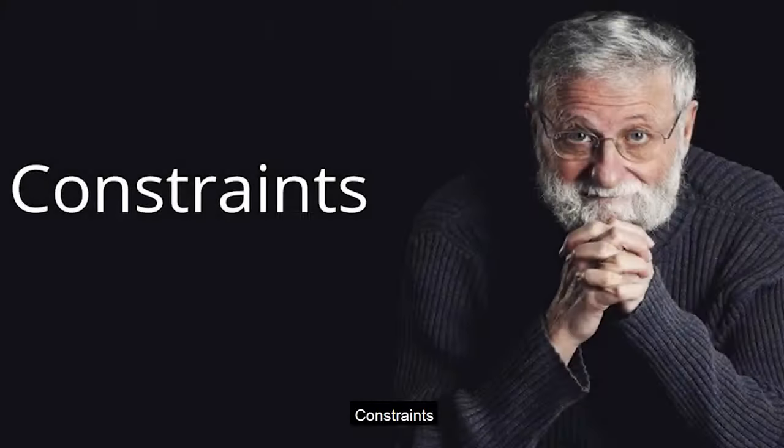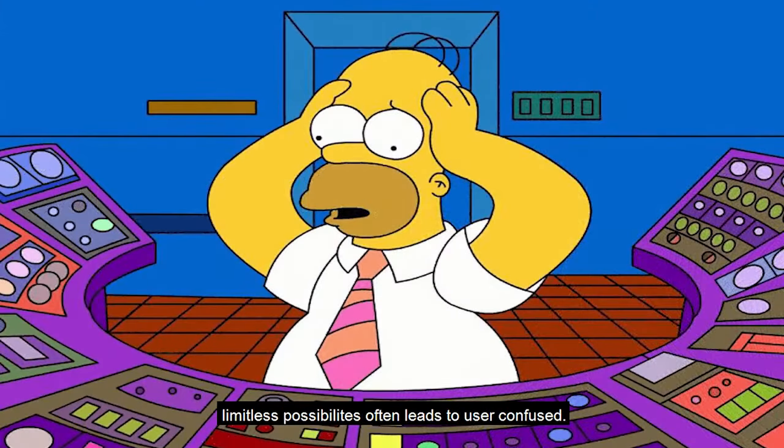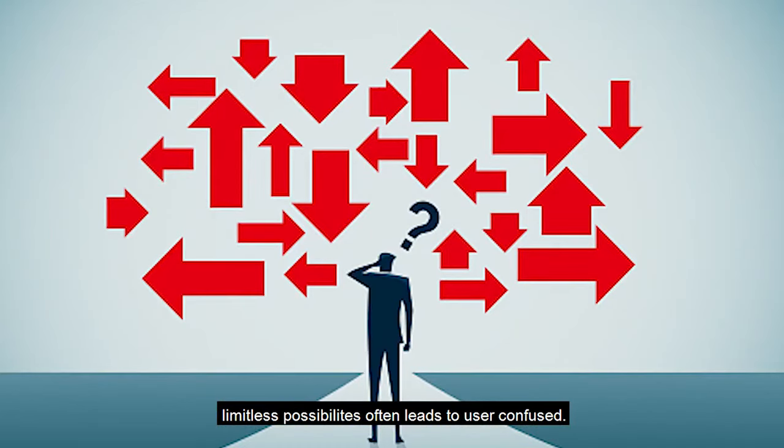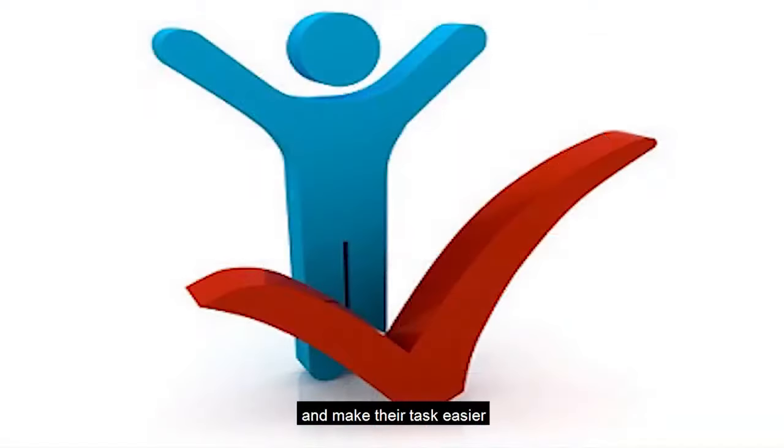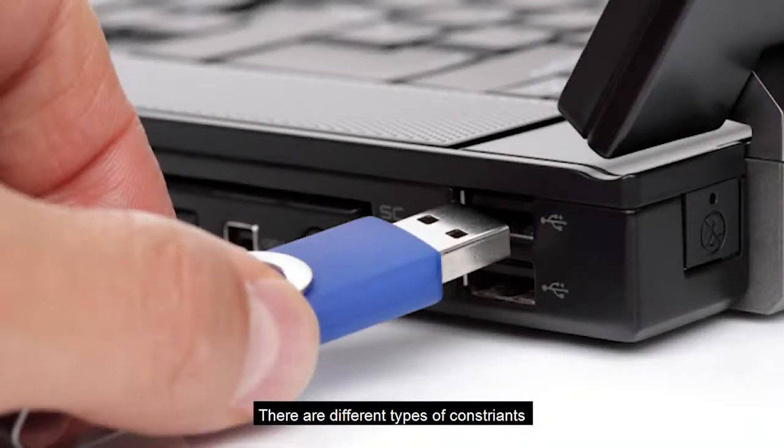Constraints. Constraints are the design features that limit the range of possible actions or interactions that a user can take to simplify the interface and guide the user to the appropriate next action. Limitless possibilities often leave the user confused. Constraints narrow down the set of options users have to consider, reduce the chances of error, and make their task easier. There are different types of constraints, for example, physical constraints.